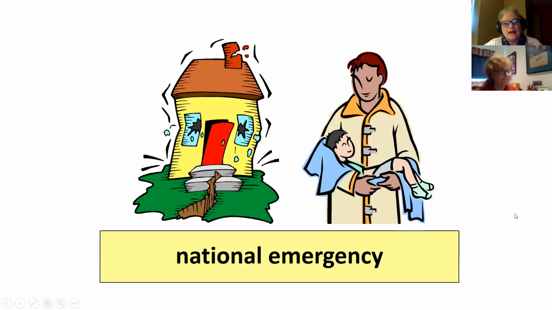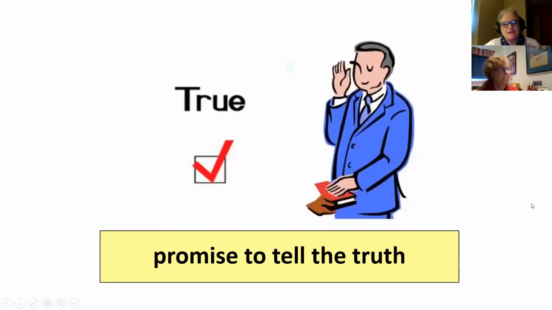Exactly right. And in some places, there's real floods and storms. Our students in Texas, the hurricanes that are coming. Yeah, Texas and Hawaii. Okay. And do you promise that everything you said was the truth?